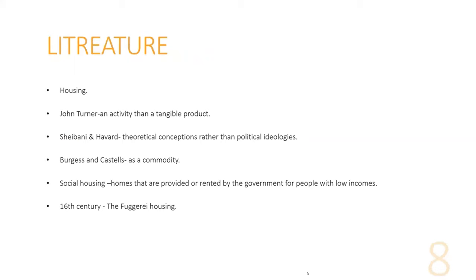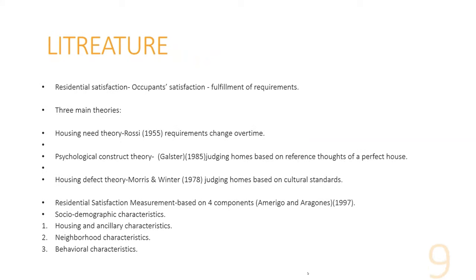The literature covers the housing theories and social housing and their existence throughout history. The literature also covers residential satisfaction, using the three main theories of housing need theory, psychological construct theory, and housing defect theory. The residential satisfaction measurement was done based on these four components.